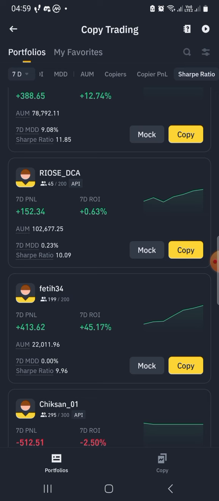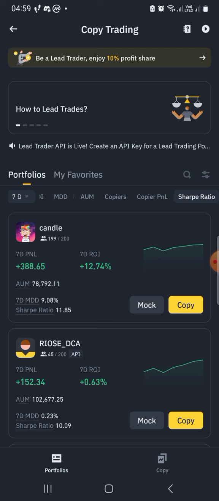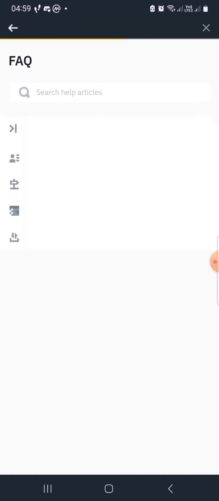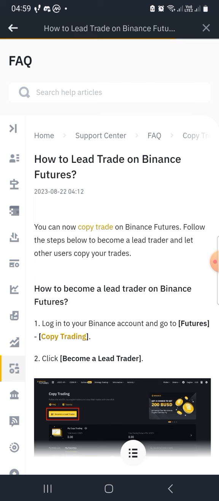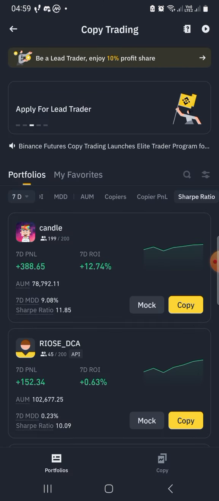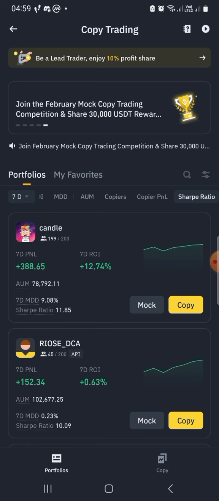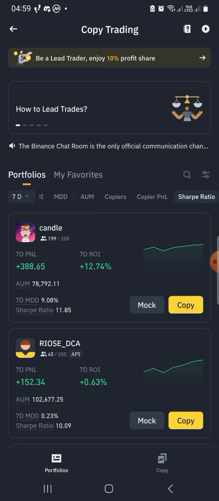Also, if you think that you can be a lead trader, of course you can come here and sign up as a lead trader. To learn how to lead trades, you click on this. It tells you the process of becoming a lead trader, such that other people can copy your trades, and you can be a lead trader and still copy other people's trades. It is very, very possible. There are also so many benefits to being a lead trader that I can't go through in this particular video.